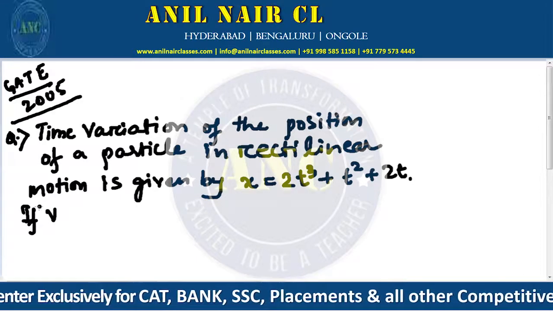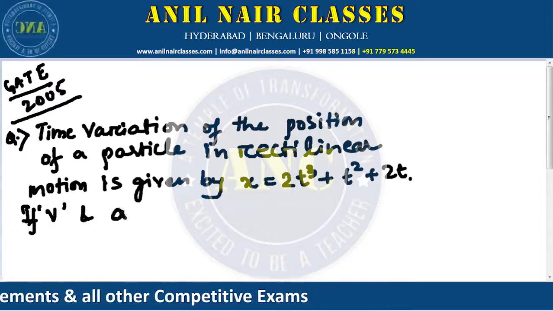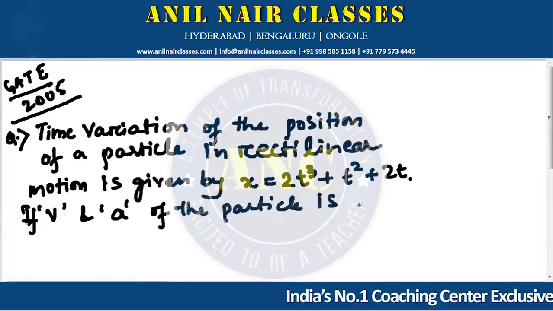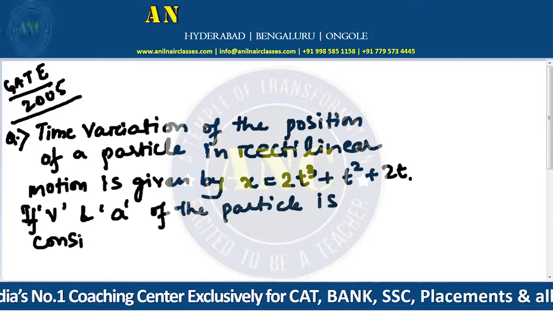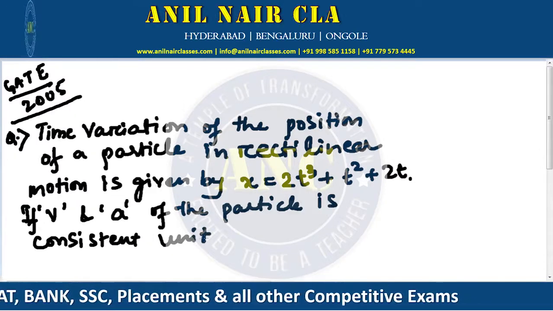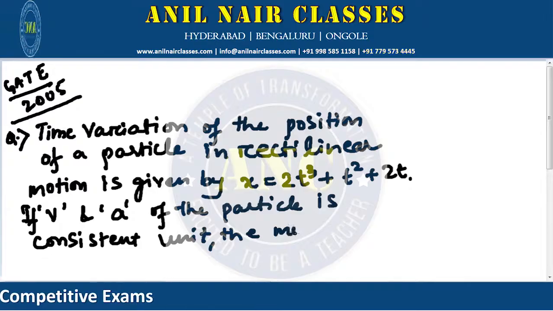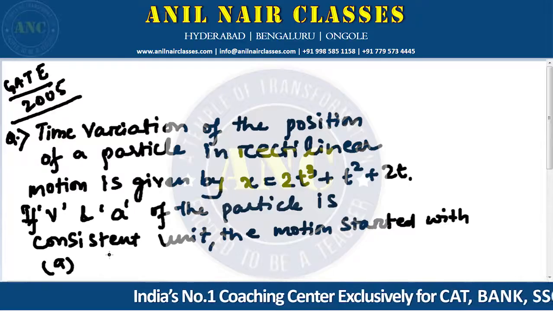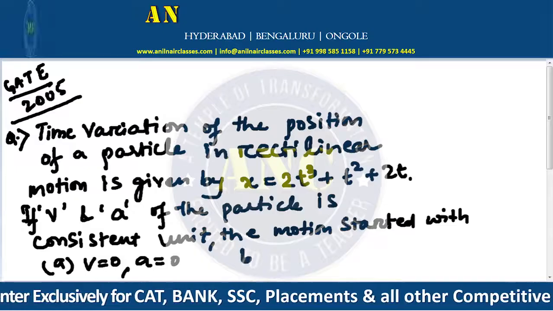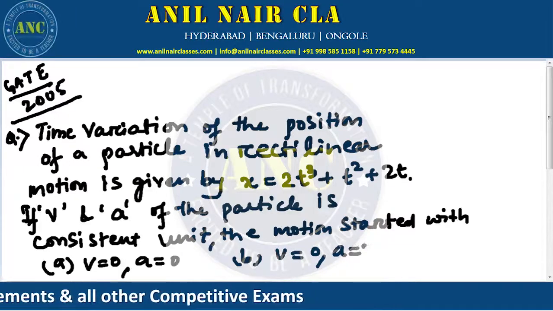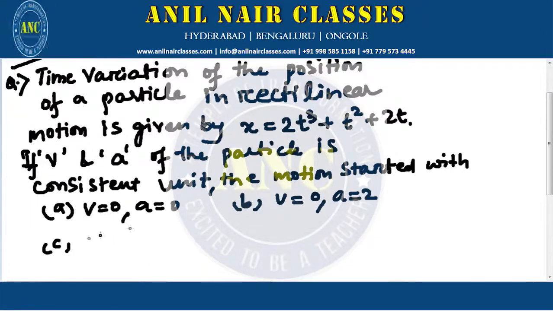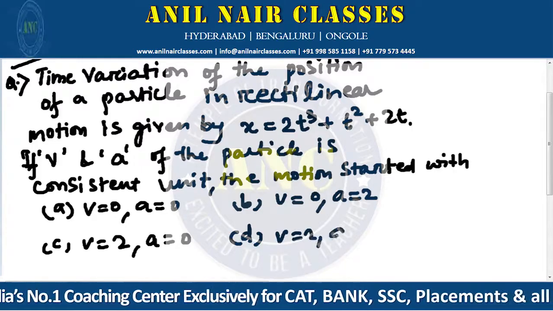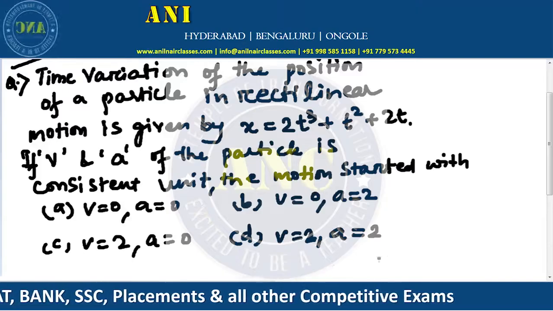If v, that is velocity, and the acceleration, that is a, of the particle is consistent, the motion started with... Here the options are: v is equal to 0, a is equal to 0; v is equal to 0, a is equal to 2; then the third option is v is equal to 2, a is equal to 0; and the last option is v is equal to 2, a is equal to 2. Correct? So this is the question which is given.